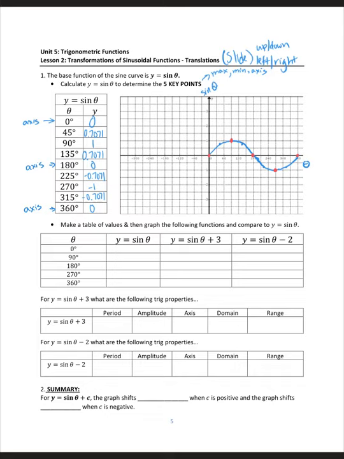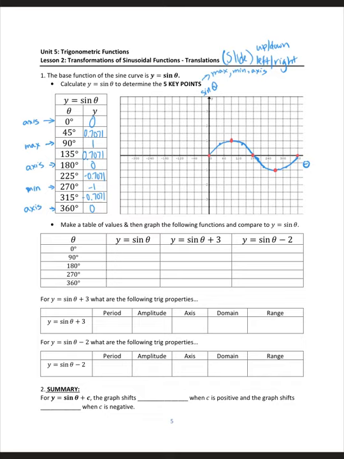And then we're also going to identify where the maximum and minimum are. So our maximum value is when sine of theta equals 1, and our minimum value is when sine of theta equals -1, which is at 270 degrees. Okay, so those are your key points, and we're always going to be trying to use those key points whenever we're doing transformations to slide or stretch or compress the function. So let's take a look at our first transformation. So we're going to make a table of values and then graph the following to compare to our y equals sine of theta.